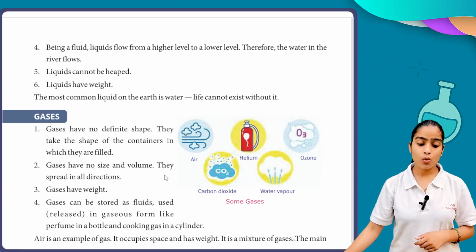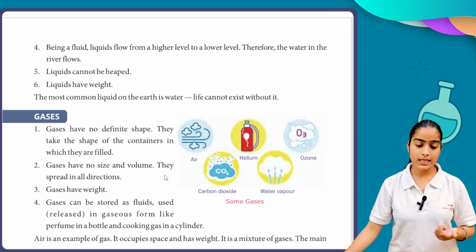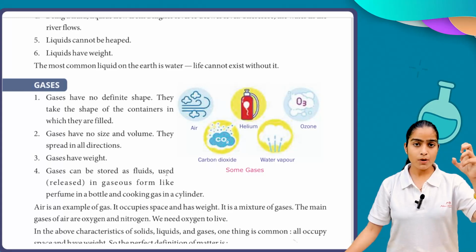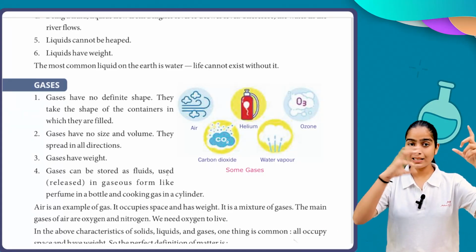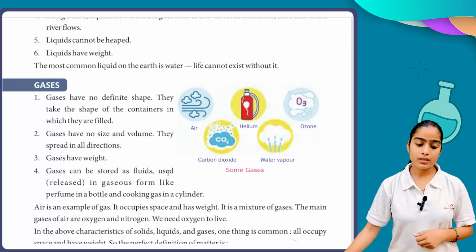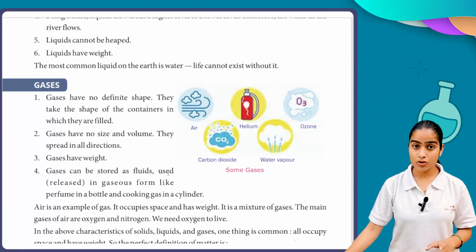Gases can be stored as fluids and released in gaseous form, like perfume in a bottle and cooking gas in a cylinder. When you have a perfume bottle, you have to press it. What you observe, the particles coming outside of it, that is your gas. So air is an example of gas. It occupies space and has weight, as we already learned in the air chapter.